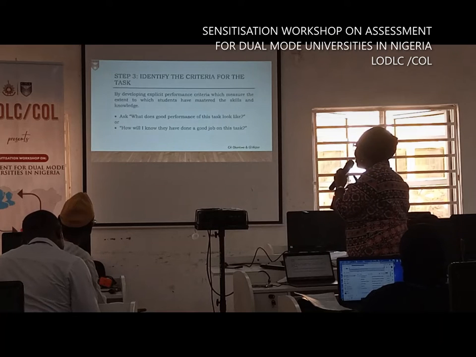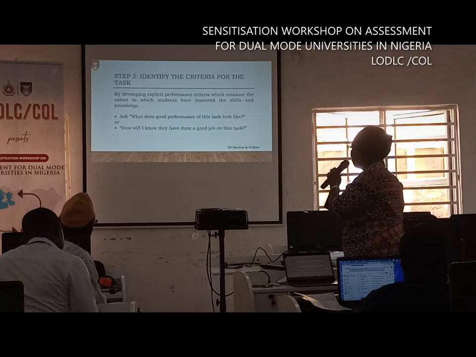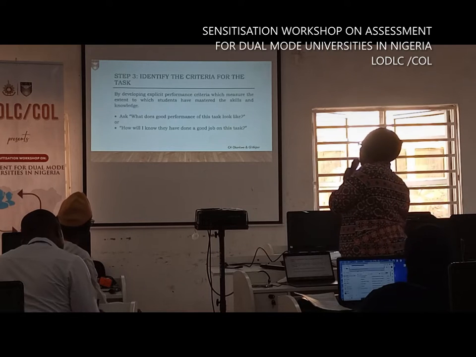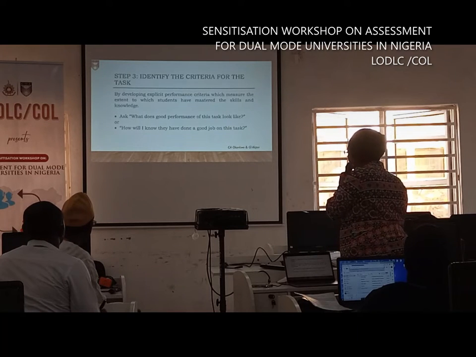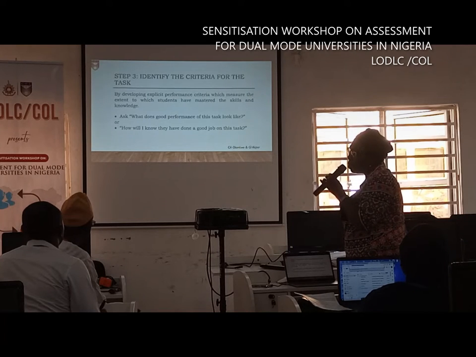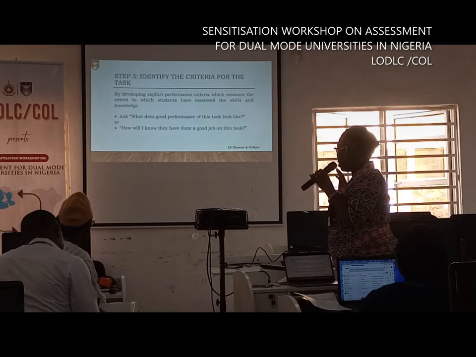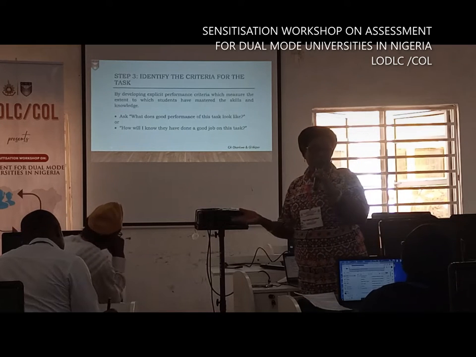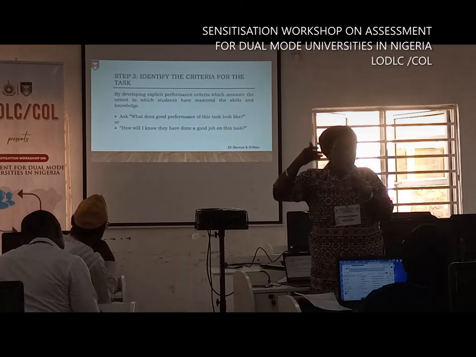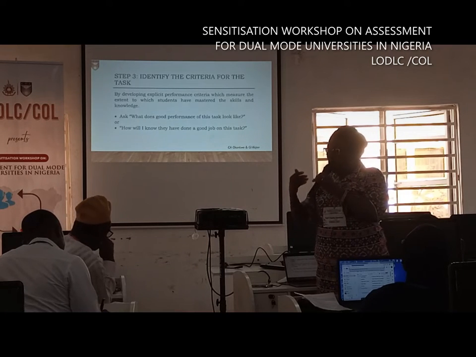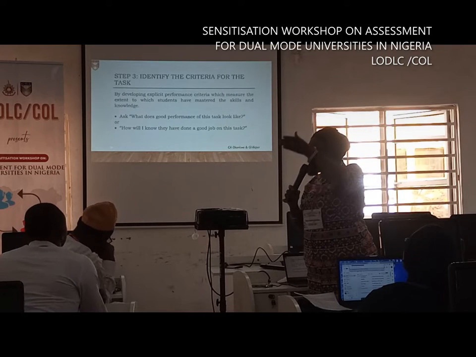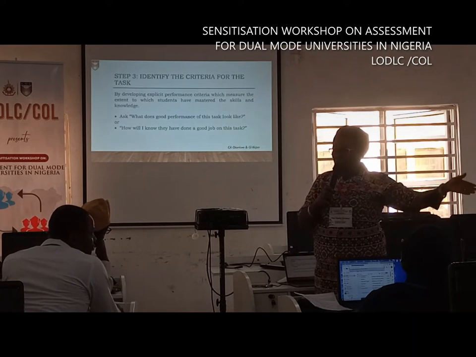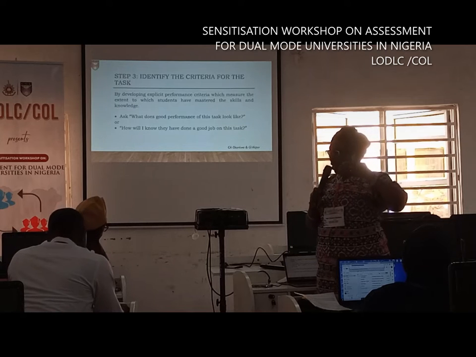In the next step, identify the criteria for the task by developing explicit performance criteria which measure the extent to which students have mastered the skill and knowledge. Now, in the first question, there was no carrying. The student can add two digit numbers. In the second question, there is carrying. There is another criterion. Some have mastered the first level of adding, but some have not mastered the second level of carrying one when it is more than 10, because you don't have up to 10 in the units, so you have to carry to your tens. I don't know if you are getting the point.